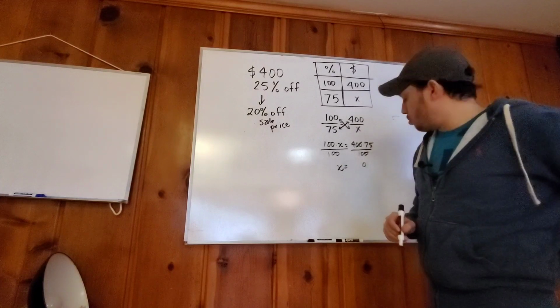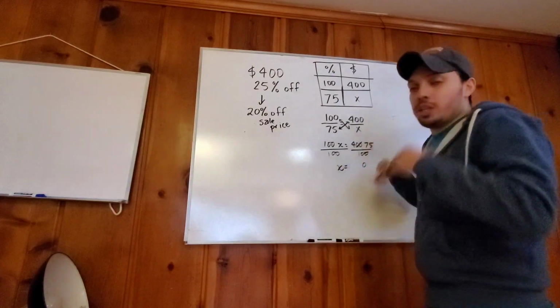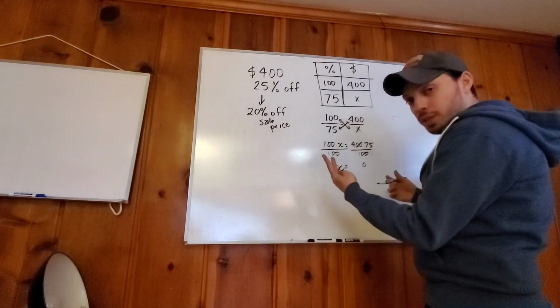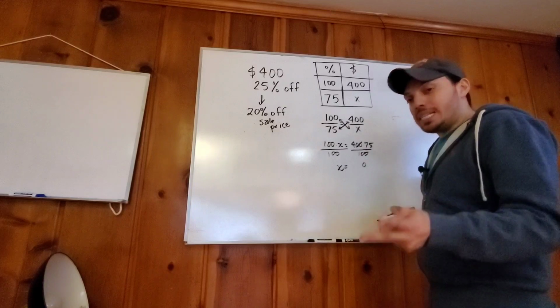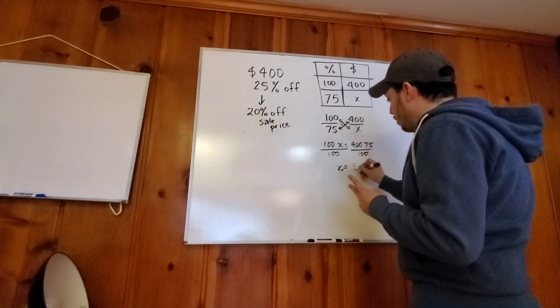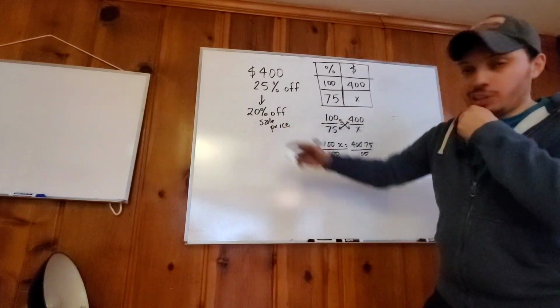What? Sorry. Rewind. 5 times 4 is 20, and a 2 goes up. 4 times 7 is 28, plus 2 is 30. So the sales price is $300.